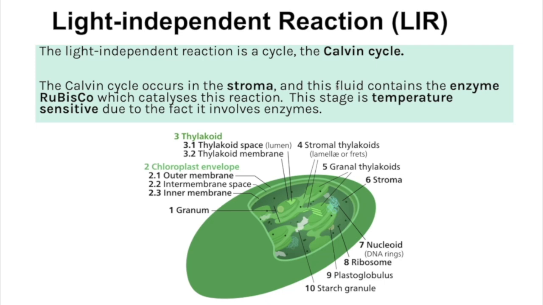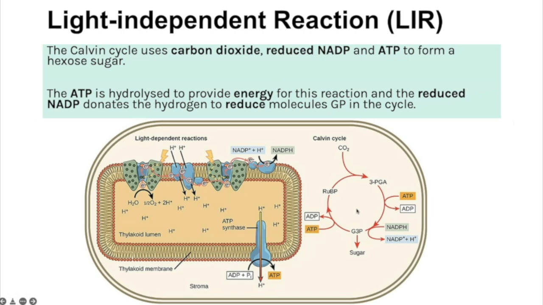Those two molecules are used in the light-independent reactions, also known as the Calvin cycle. This occurs in the stroma. It requires enzymes, and the enzyme Rubisco is the enzyme that you need to know. And because of that, this stage is temperature sensitive. But it doesn't require light energy for the Calvin cycle to occur.